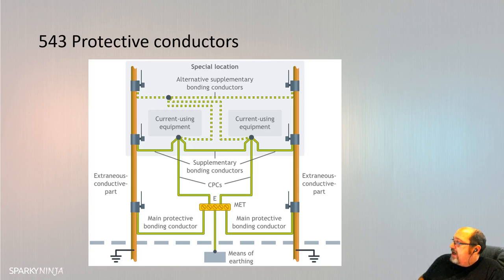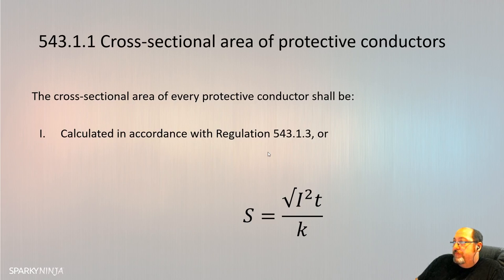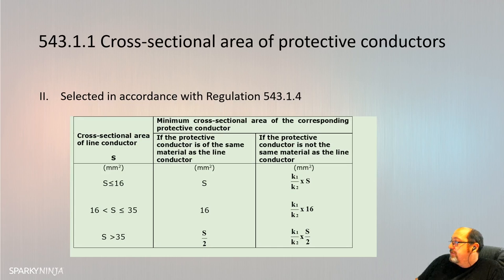So, going to the cross-sectional areas. The cross-sectional area of every protective conductor, other than the protective bonding, so now we're talking about how to determine sizes of earths, not bonds, shall be calculated in accordance with 543.1.3, using that, or selected in accordance with regulation 543.1.4, which uses those.